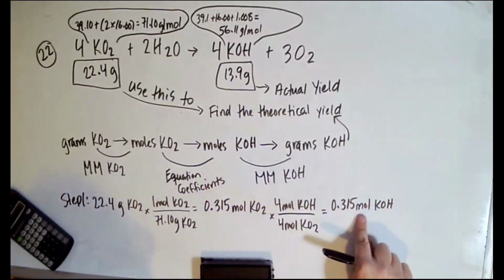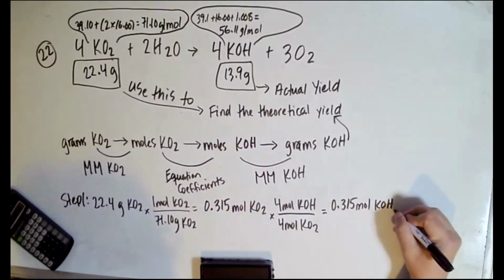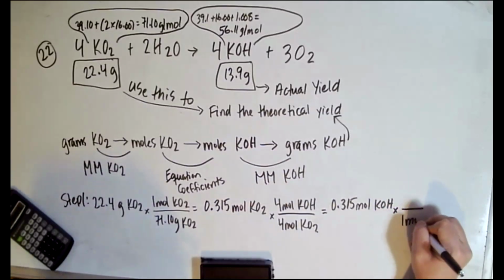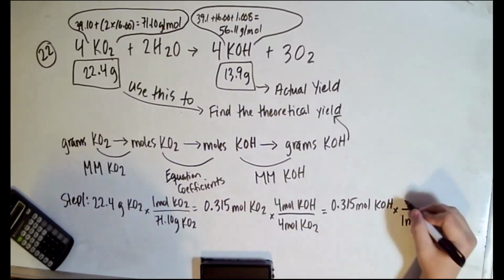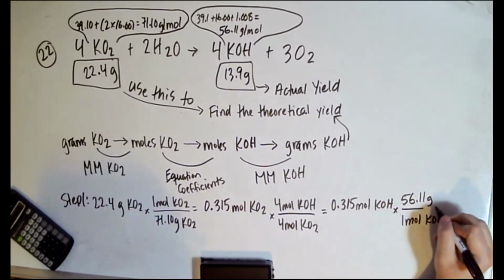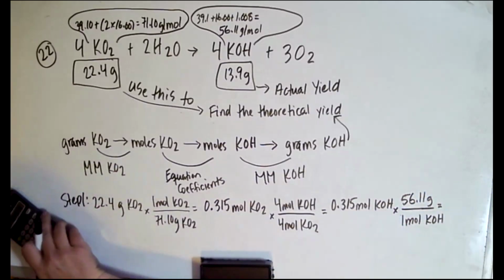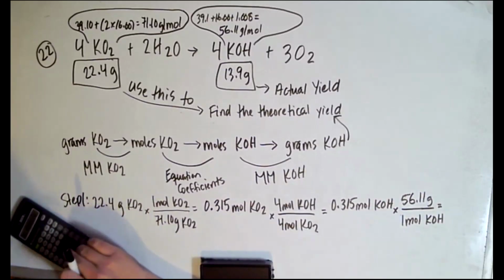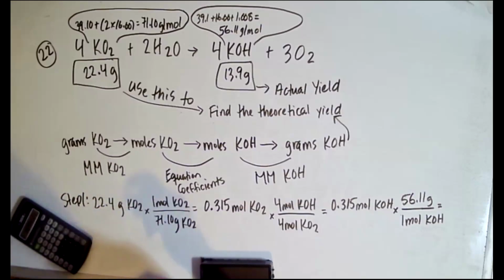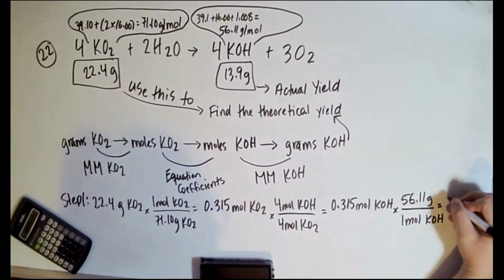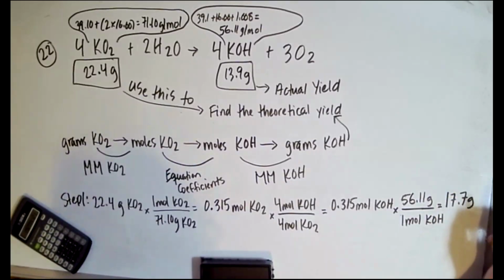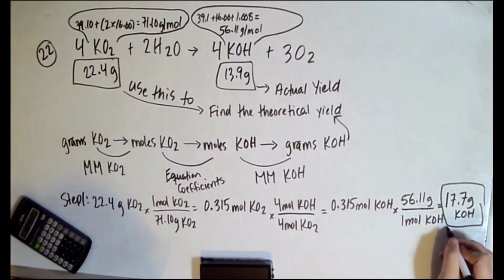Step 3, we're going to take our moles of KOH and turn it into grams of KOH using the molar mass of KOH. Every 1 mole of KOH is going to be 56.11 grams. Okay, so this value right here, this is our theoretical yield.